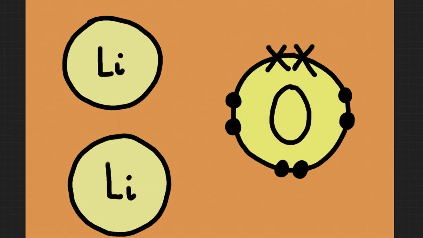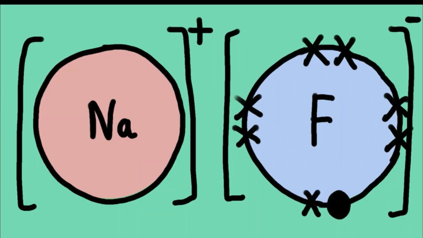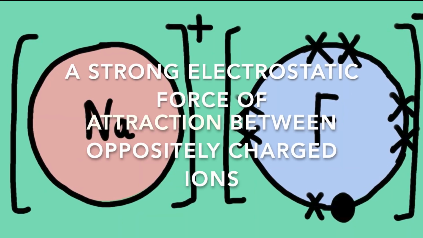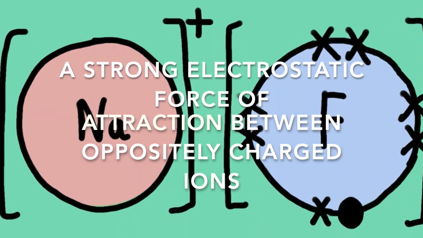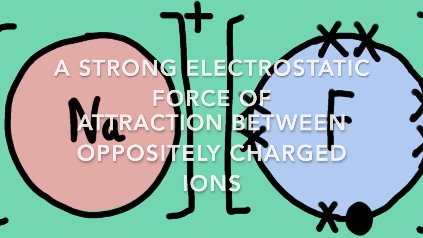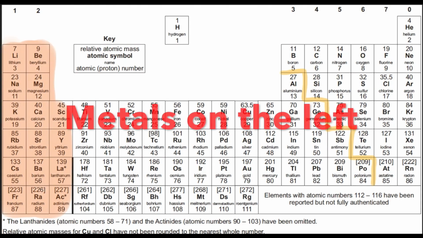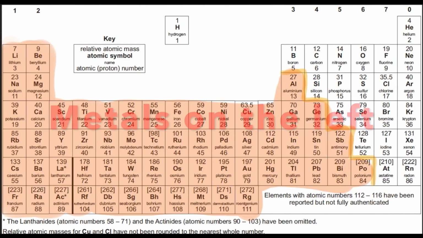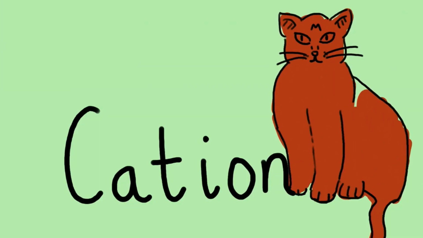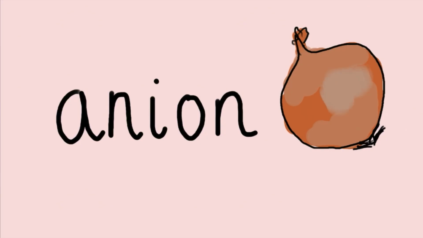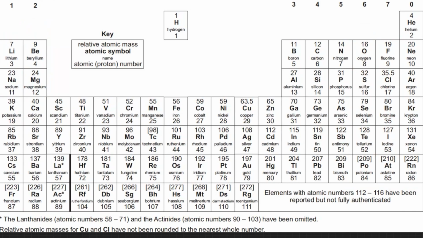Okay, so we learned in our previous video how to draw dot and cross diagrams. We also learned that an ionic bond is a strong electrostatic force of attraction between oppositely charged ions. We learned that metals on the left-hand side of the periodic table form cations and non-metals found on the right-hand side form anions.